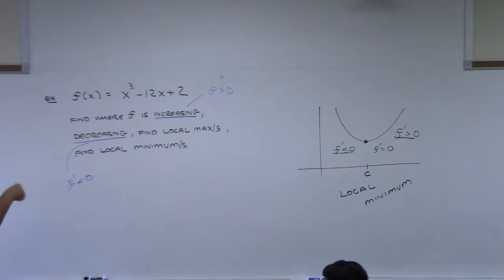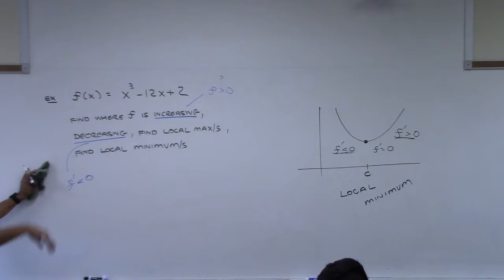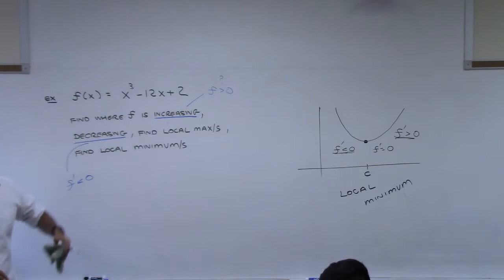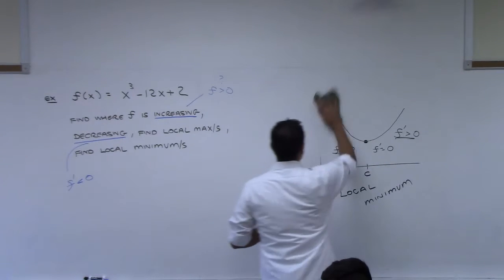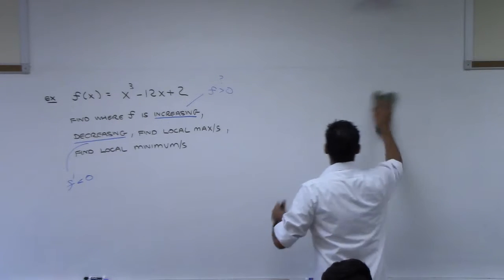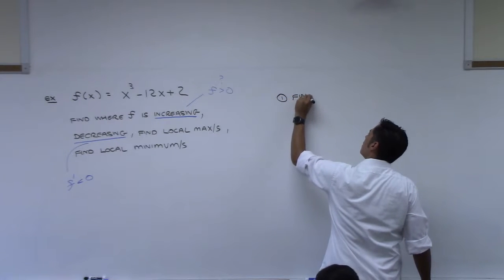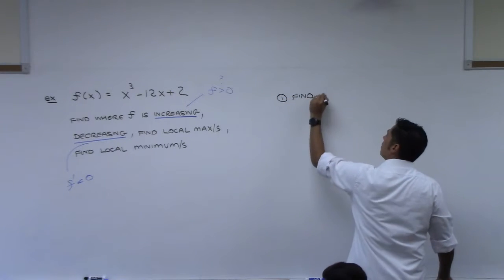All right, so we have a lot to do here, don't we? This is saying, hey, take a look at this function. Tell me where the function's going up. Tell me where it's going down. Tell me where we have any local maximums or minimums. Okay, here's the procedure. You ready for the steps? First step for this problem. Find the critical numbers.